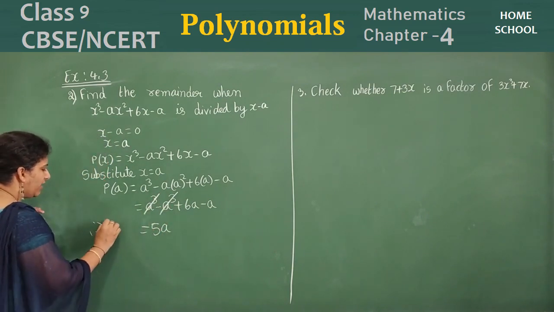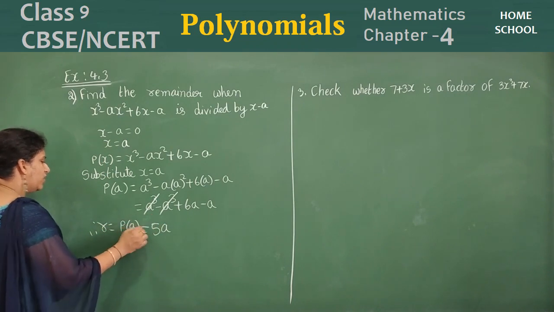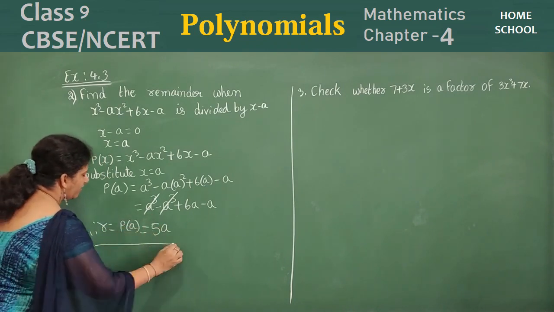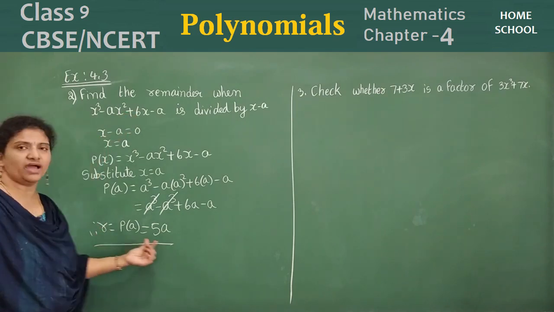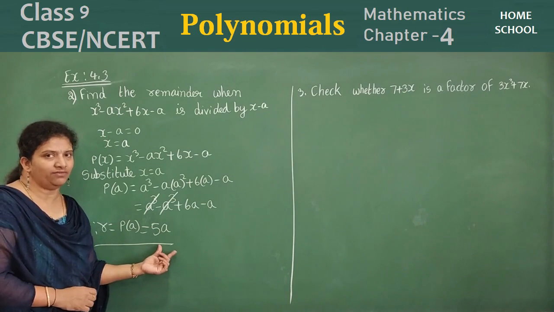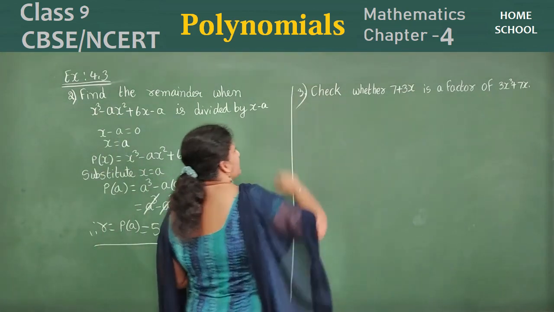Therefore, your remainder is equal to p of a, which is equal to 5a. Therefore, what is the question asking? Remainder. Therefore, the remainder is equal to 5a is your answer. Next one. Last question in this exercise.